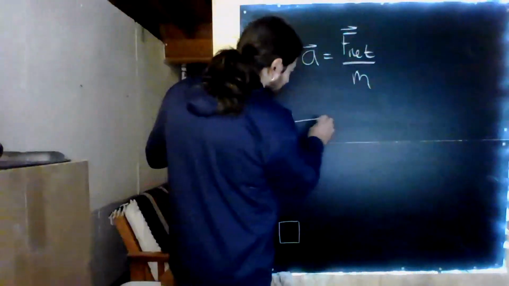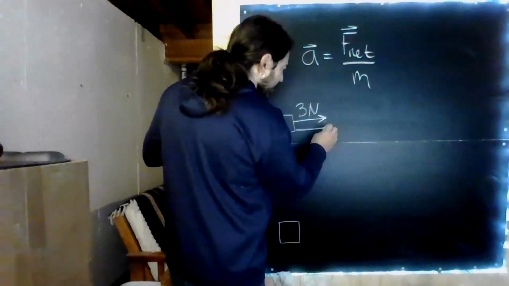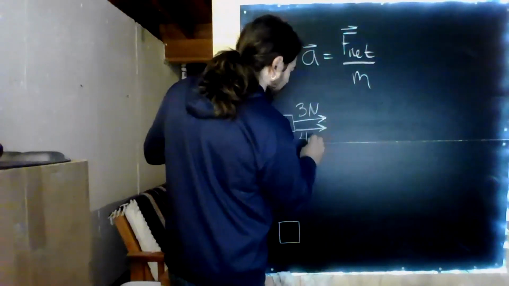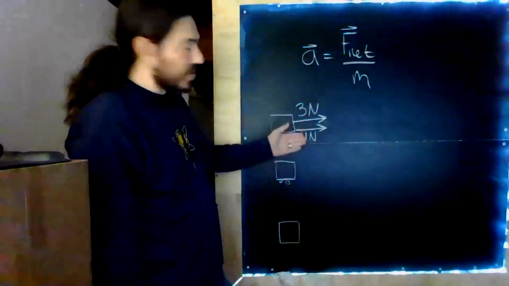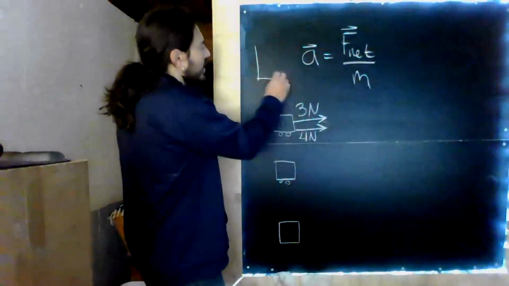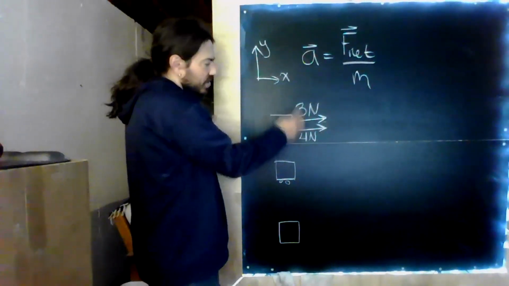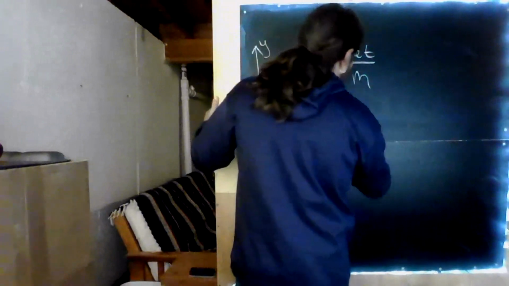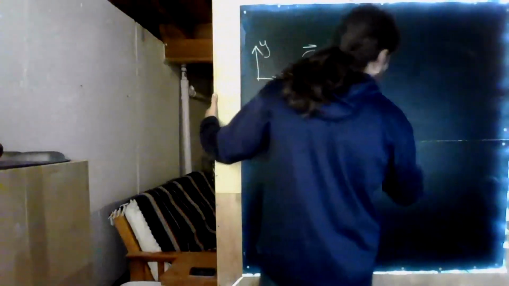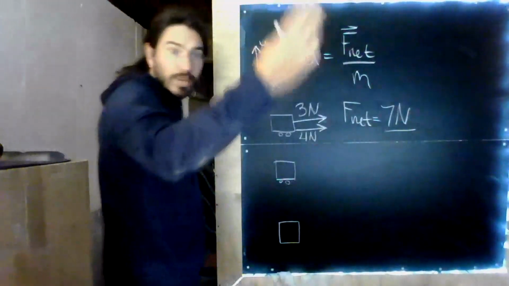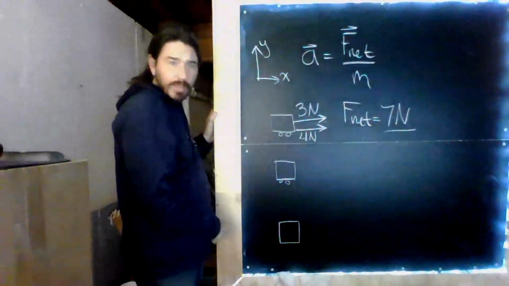So Timmy pulls right here with a force of 3 newtons, and Bobby pulls right here with a force of 4 newtons. Well, what is the F net here? Both forces are in the same direction. If we wanted to get super fancy about it, we could say, to the right is positive, so these are two positive forces. What is F net here? Well, F net is 3 newtons plus 4 newtons, which is 7 newtons. Blowing your mind, I can tell already.